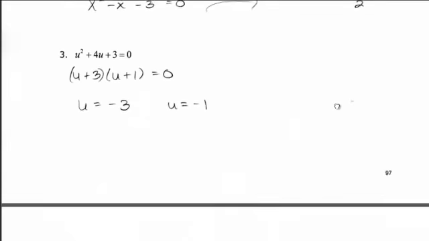So number 3, this is just like back in the day when you would get everything set equal to 0 and then factor and then solve each binomial, set it equal to 0 and solve.